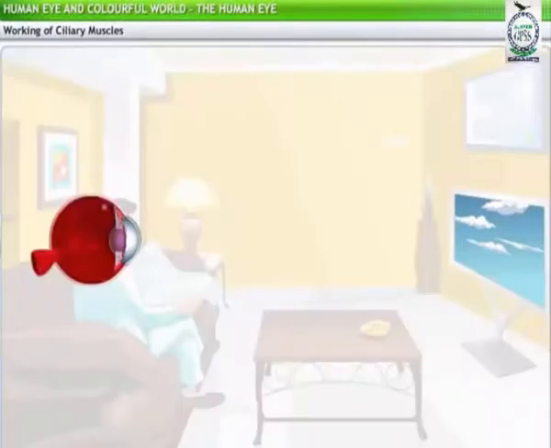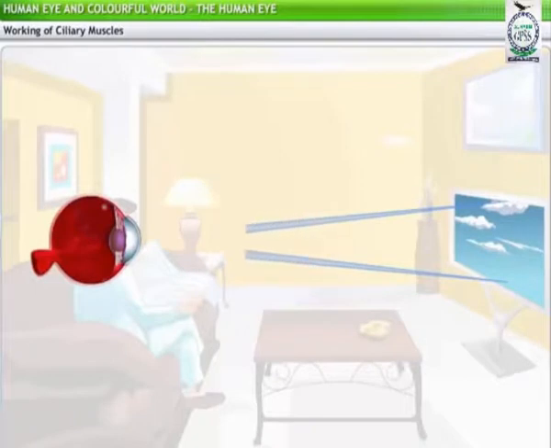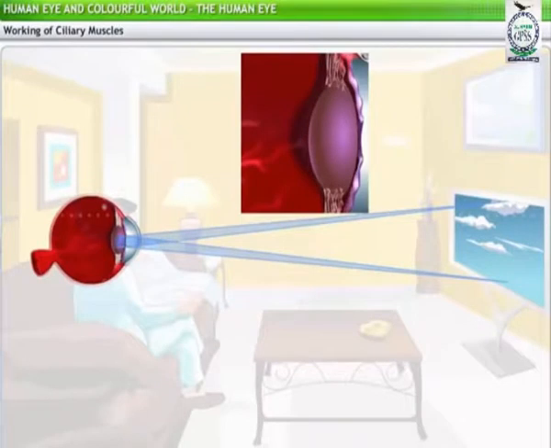As the television set is relatively far from the eye, the light rays from the television are almost parallel and do not require much convergence to be focused on the retina. Hence, the focal length of the crystalline lens needs to be increased to focus on the images on the television. In such situations, the ciliary muscles relax. This decreases the lens thickness, in turn increasing the focal length for clear vision.